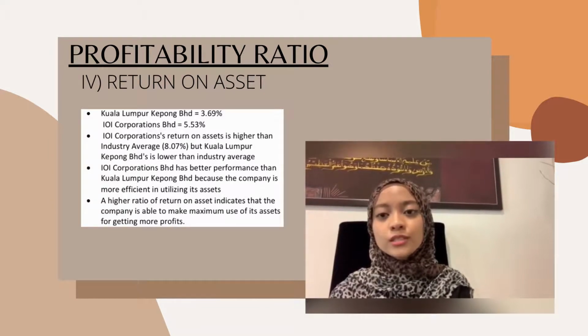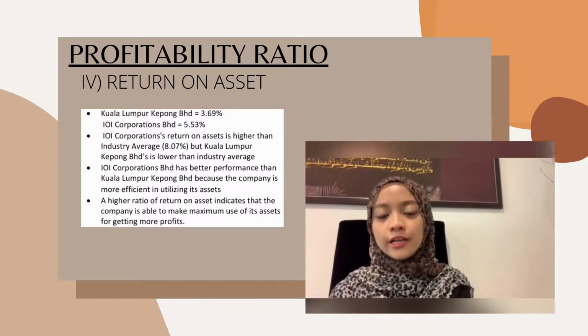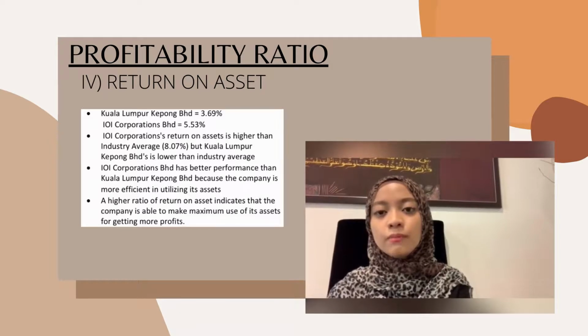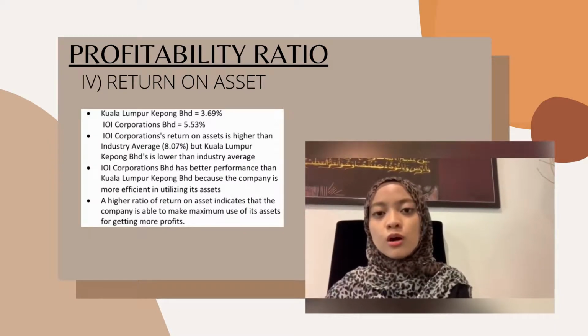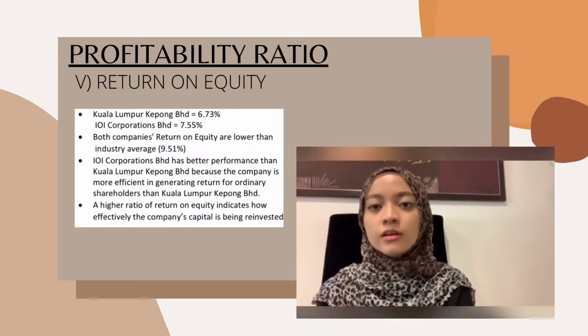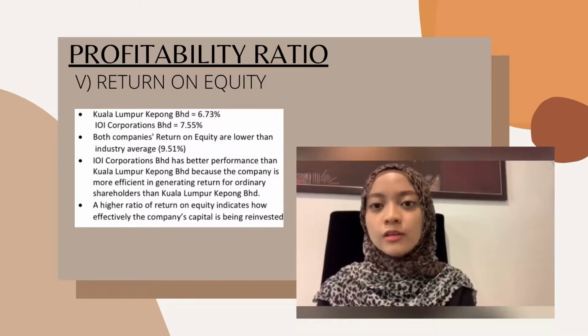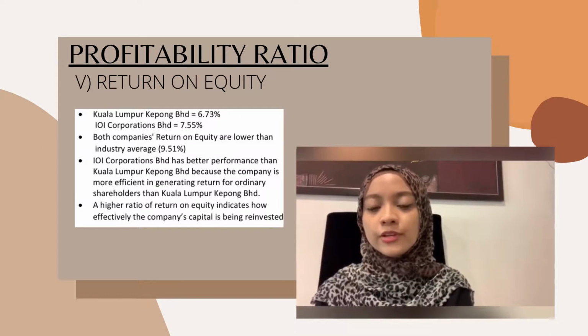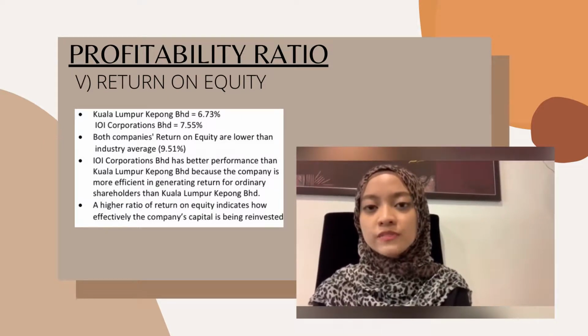This is because IOI Corporation Berhad is more efficient in utilizing its assets than Kuala Lumpur Kepong Berhad. A higher ratio of return on asset indicates that the company could make maximum use of its assets to get more profits. For return on equity, Kuala Lumpur Kepong Berhad's return on equity is 6.73% and IOI Corporation Berhad's return on equity is 7.55%.